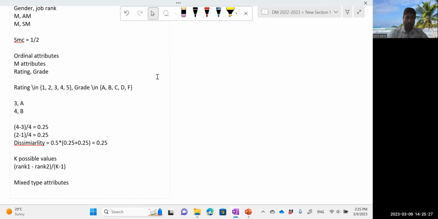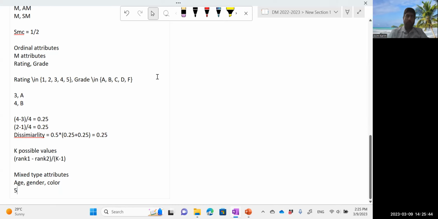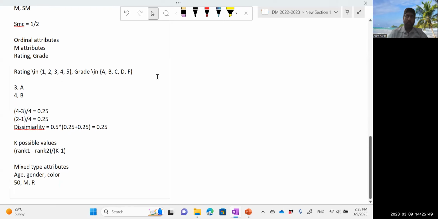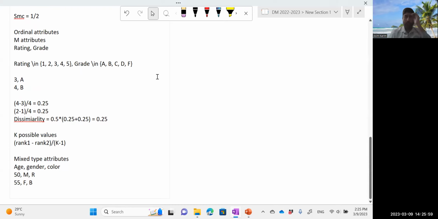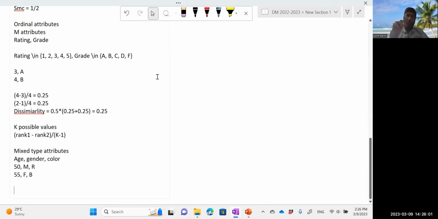So just to take an example, let's say you have age, which is numeric, then gender, which is binary, and then color, which is categorical with more than 2 values. Okay? So age let's say 50, gender M, and color let's say red, and age 55, gender let's say female, and color let's say blue. Okay? So you will consider each attribute separately.